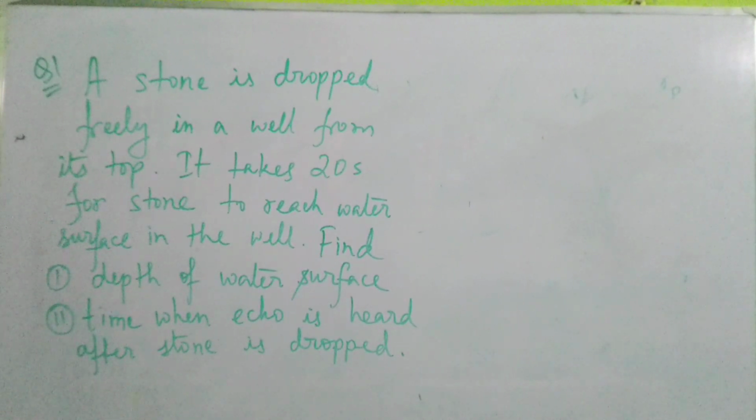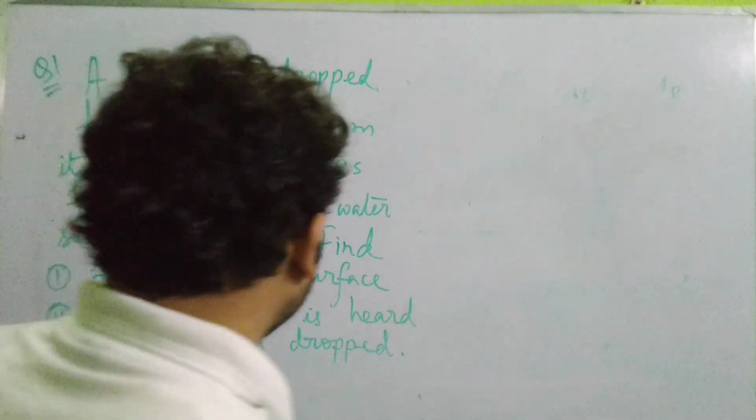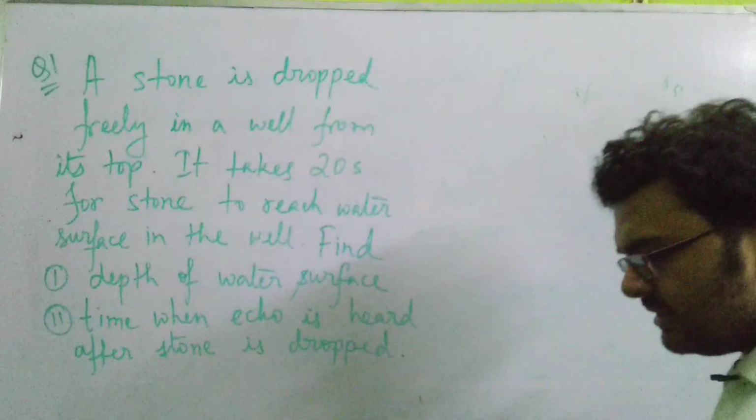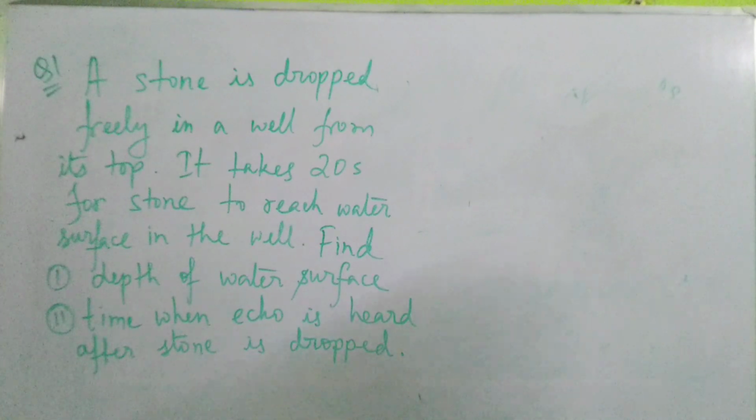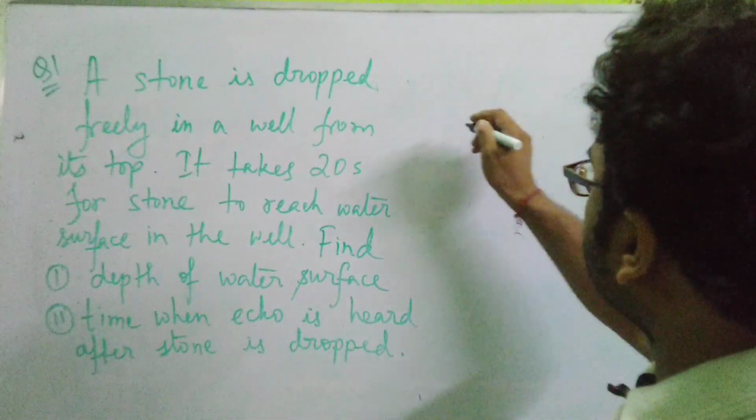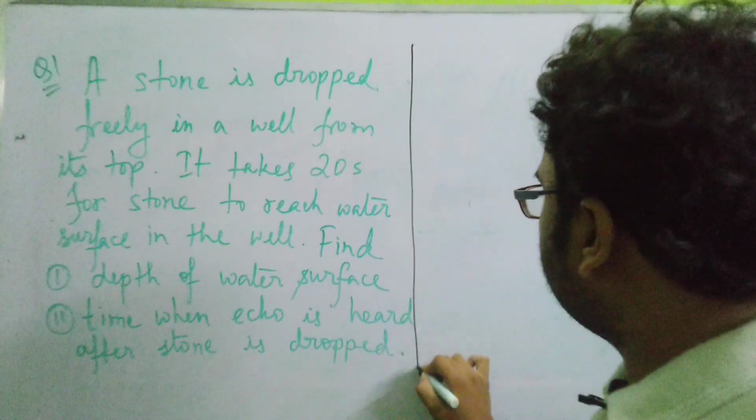First of all, as I have said, we should note what the given information is. A stone is dropped into the well freely, that is, it falls under the effect of gravity. It takes 20 seconds to reach the surface of the water. From this information, you have to calculate the depth of the water surface. So first of all, note down the given conditions.